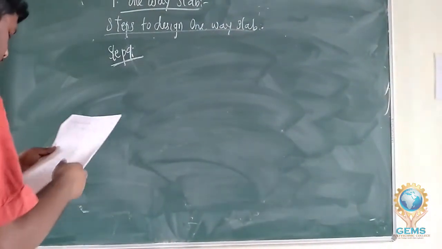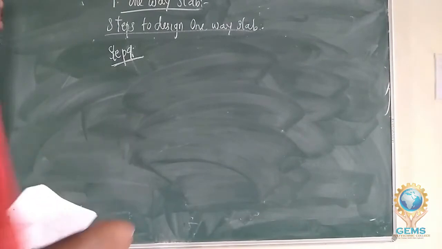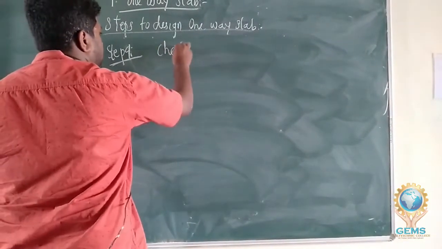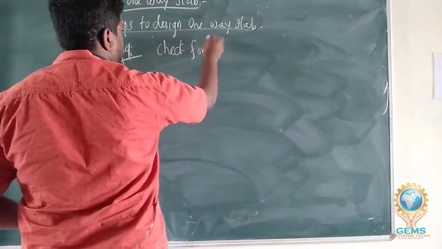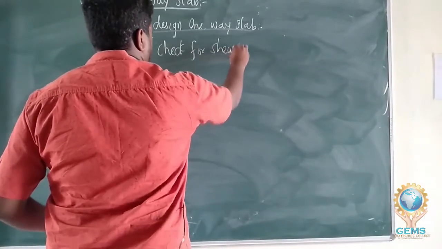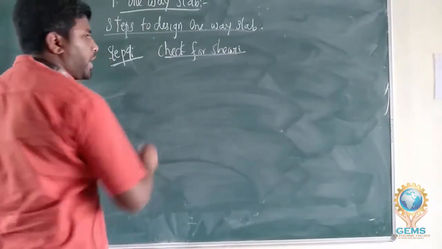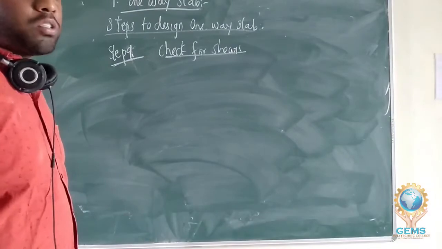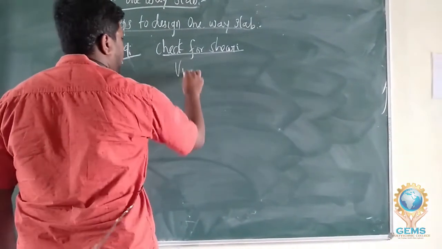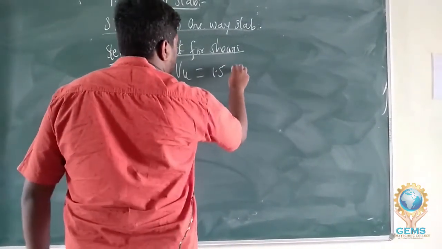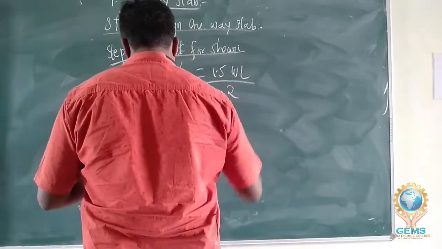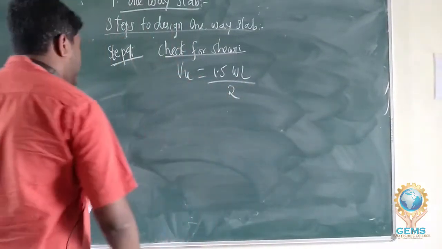Step number 9. Check for shear. You have already studied, right? Check for shear reinforcement. Check for shear. How do you check? First you want to find the shear force. Shear force is nothing but Vu. There is a formula to find V is equal to 1.5 wL by 2. This is the formula for calculating shear force.